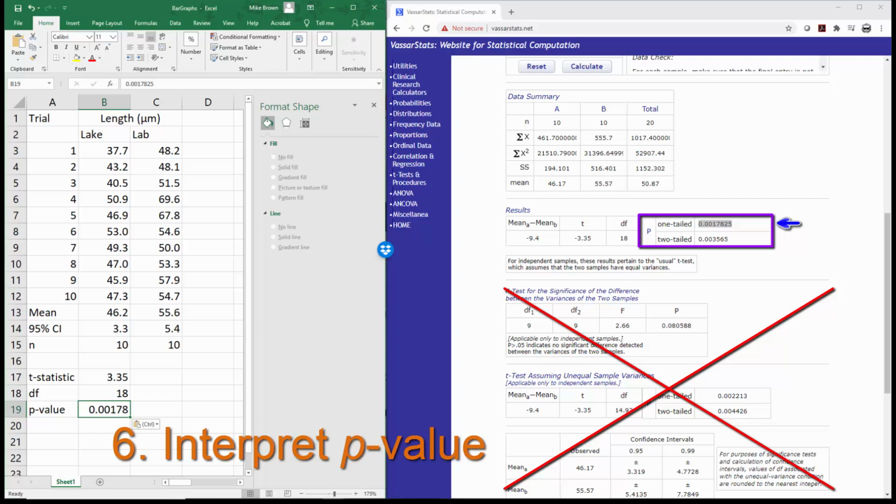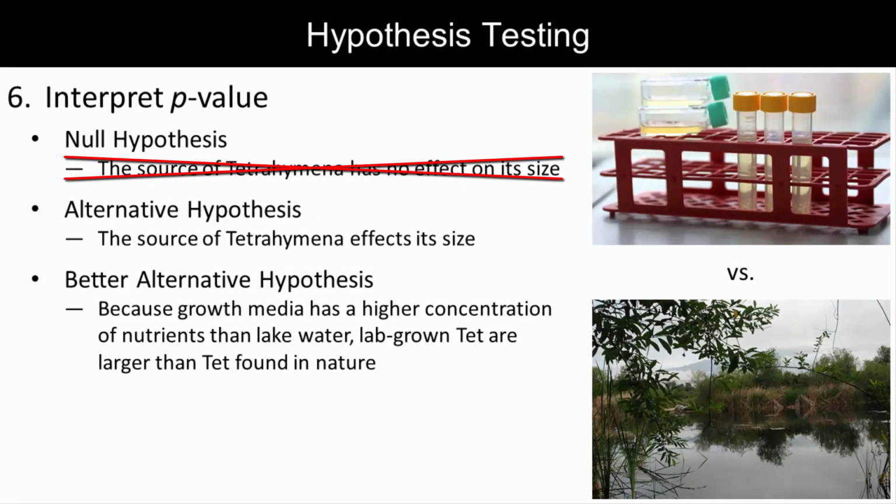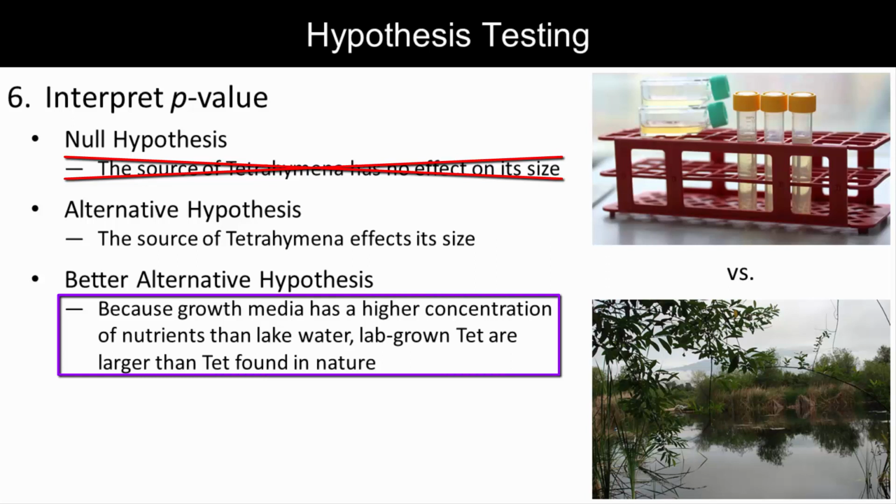So we have a p-value of about 0.002. That's well below our threshold of 0.05. So we reject the null hypothesis, and this supports our alternative hypothesis that lab-grown tetrahymena are larger than tetrahymena found in nature because lab growth media has more nutrients than lake water.